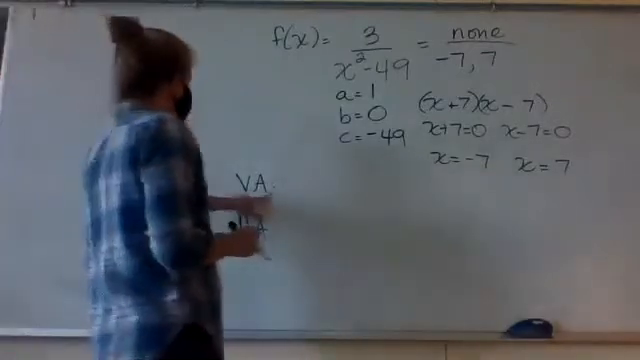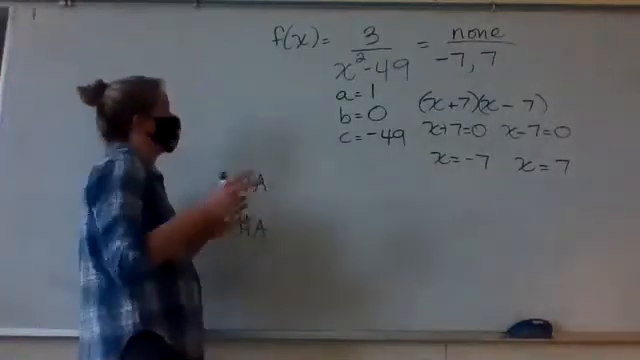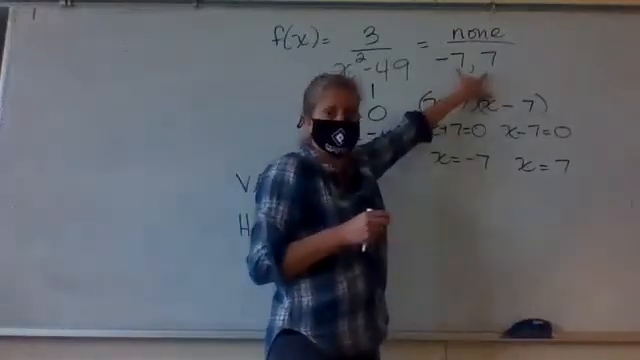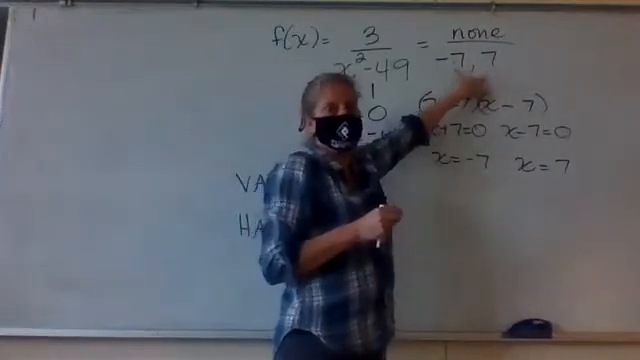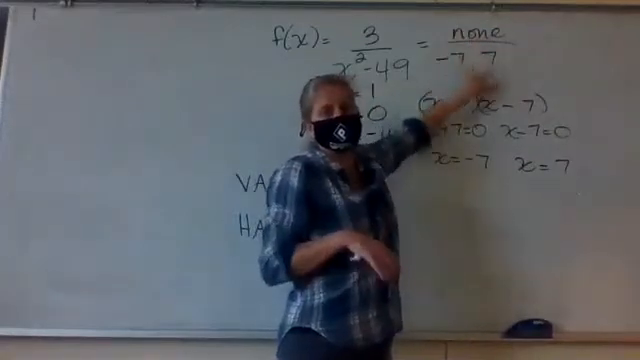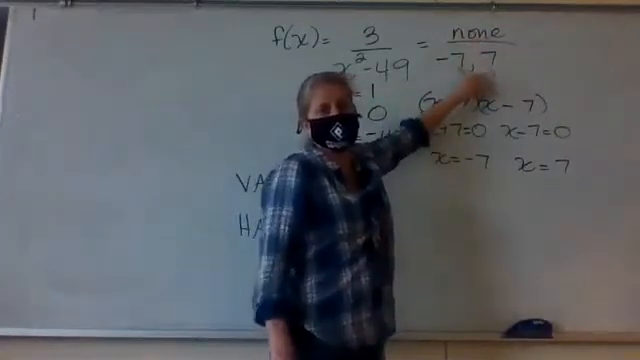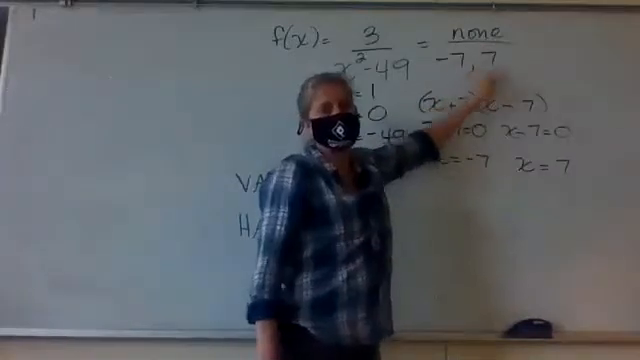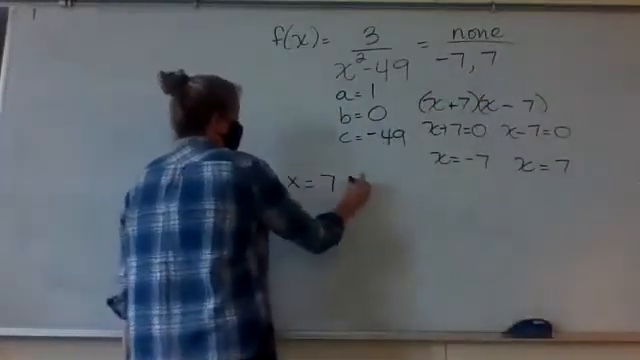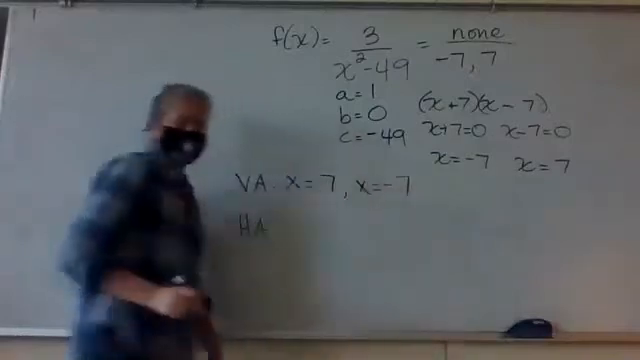So what does the vertical asymptote come from? Remember what I just read on the board. The vertical asymptotes come from zeros of your denominator that are not also zeros of your numerator. Okay, so since the numerator doesn't have any zeros, I don't have to worry about that on this one. So my two vertical asymptotes are going to be at x equals 7 and x equals negative 7.